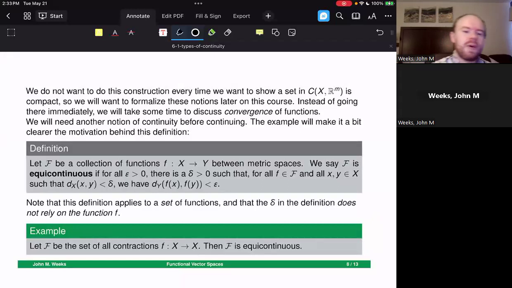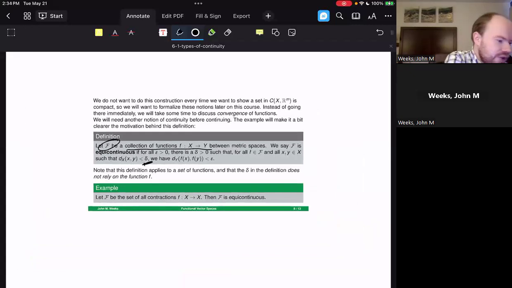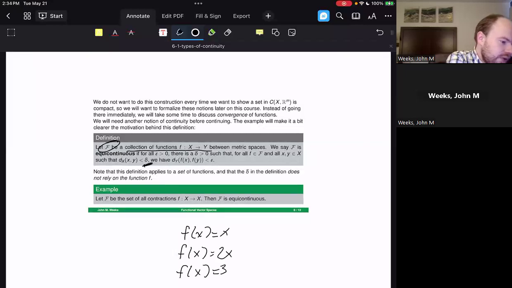Briefly, this is going to be for a collection of functions. And it essentially says that for all epsilon, there exists a delta such that these functions are uniformly continuous, but utilizing the same delta, regardless of how many functions are given inside of our collection. So a collection of functions is equicontinuous if they're all uniformly continuous underneath the same choice of delta. So, for example, the set of functions f of x equals x, f of x equals 2x, f of x equals 3x, so on and so forth.